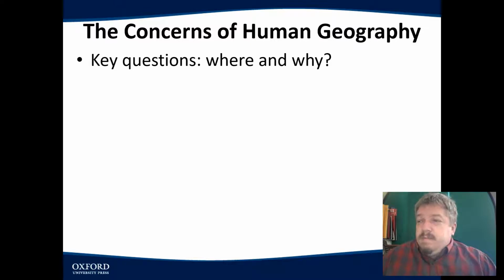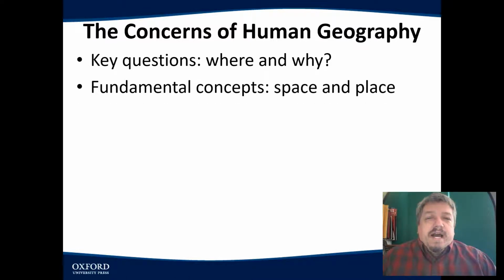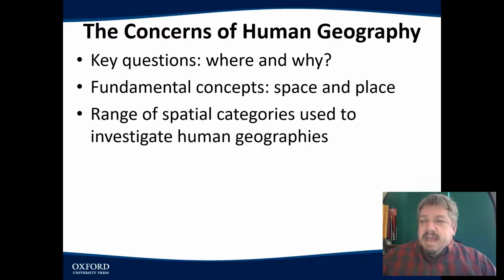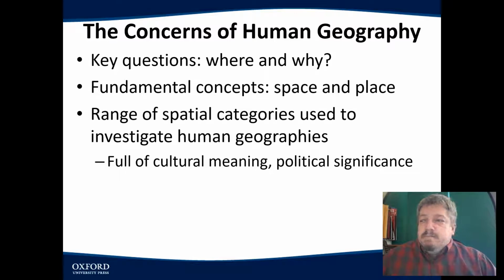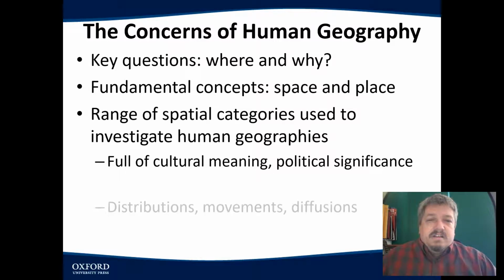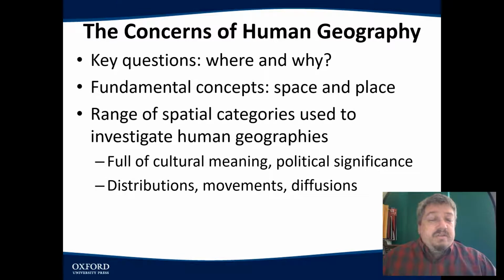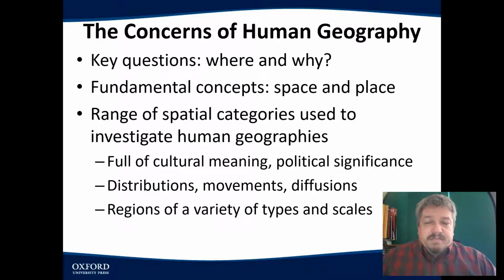So that's the why. We use these two concepts, space and place. Place is where they are. That's the absolute. But space, that's the relative, the flavor. And we use many categories to investigate these. We have cultural meaning, political significance, distributions and movements, diffusions. We'll cover these: how things move, why they're distributed, and regions, different regions.